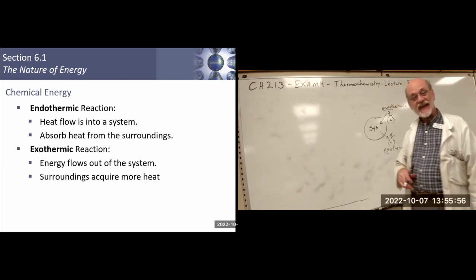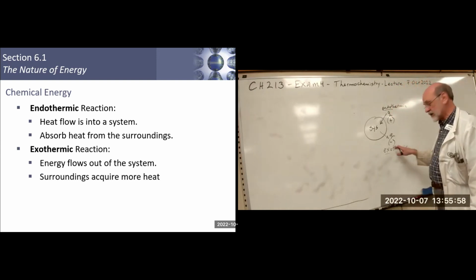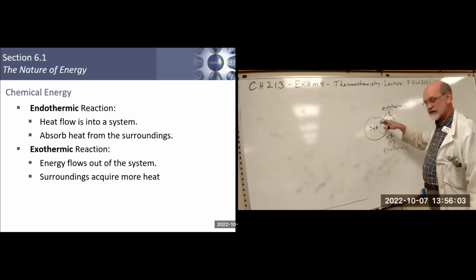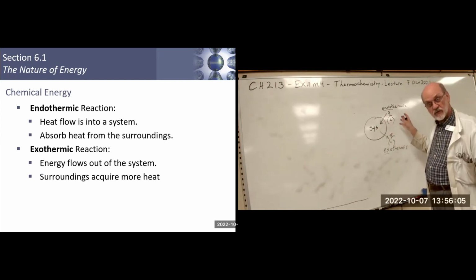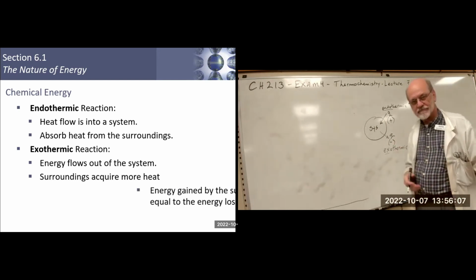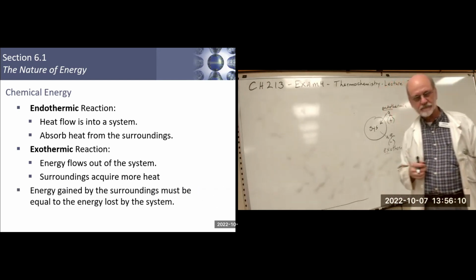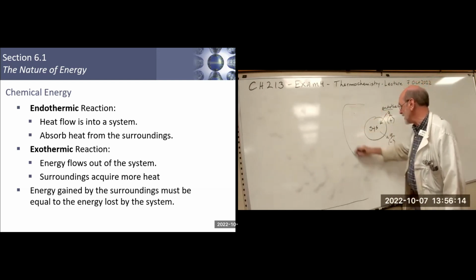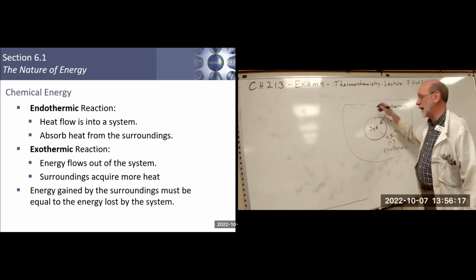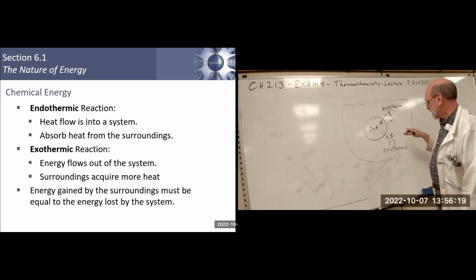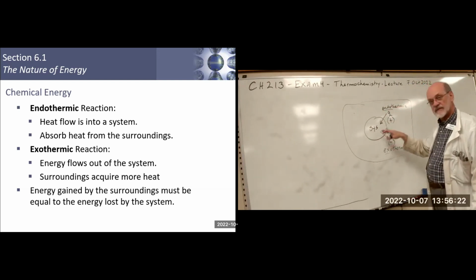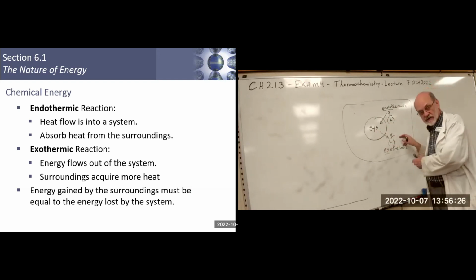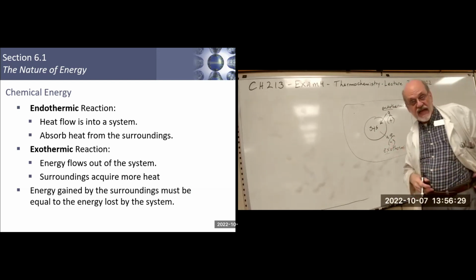Okay? In this case, the surroundings acquire some heat at the expense of the system. In this case, the system acquires some heat at the expense of surroundings. Now, if this is all isolated, right? If we're isolated, then the energy that's lost by the system, the heat that's lost by the system has to show up in the surroundings. In other words, it's a zero-sum game.